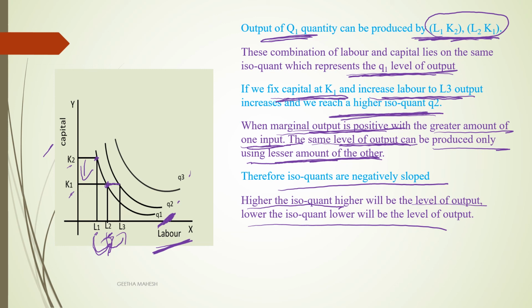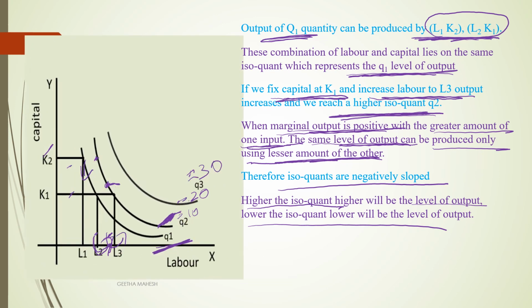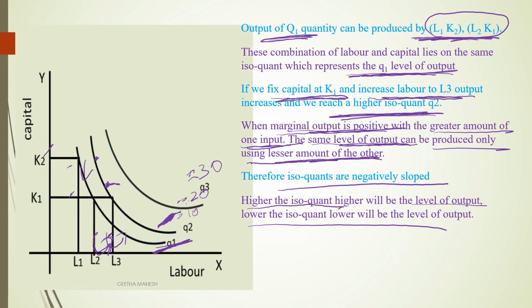That means if Q1 gives 10 units of output, Q2 will be more than 10 units. Let us take it as 20. Then Q3 will be 30 units of output. So higher the isoquant, higher will be the level of output. Lower the isoquant, lower will be the level of output.